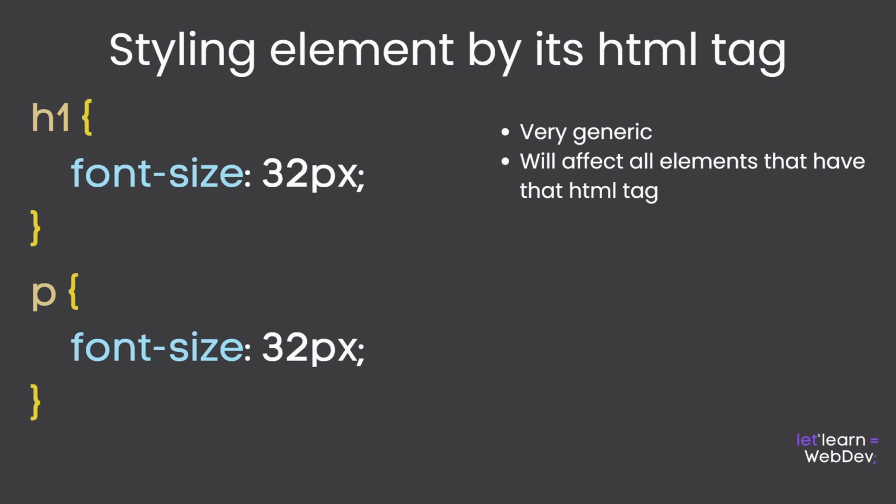Now, styling by a HTML tag is pretty generic. It applies the styles to all instances of that tag in our HTML. This is great for global styles that we want to apply universally across our web page.